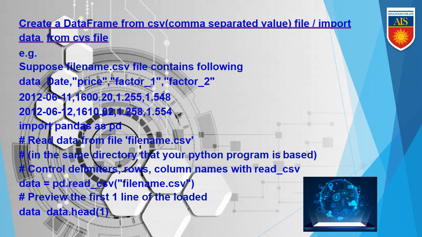Pandas determines row and column names with read_csv. data equal pd.read_csv, that means it will read the file name. Preview the first lines of the loaded data, data.head().